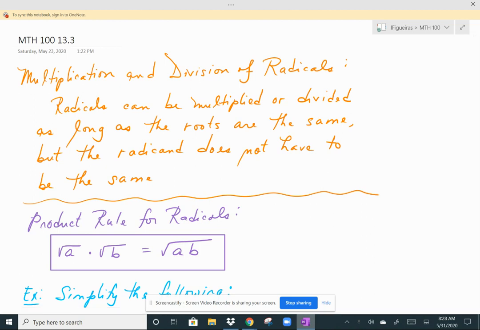Hi, this lesson is on multiplication and division of radicals. So you can multiply and divide radicals as long as the roots are the same, but the radicand, or the expression inside of the radical symbol, does not have to be the same. So we start with multiplication.